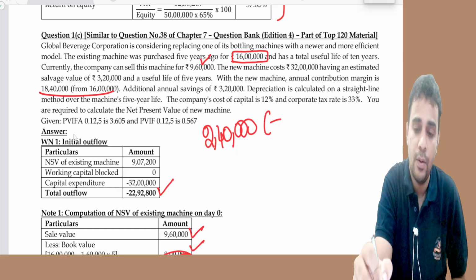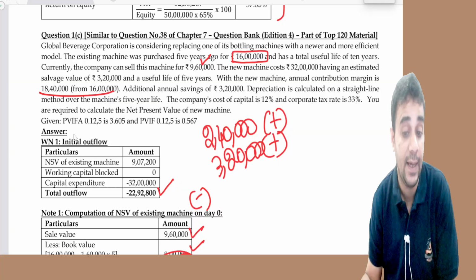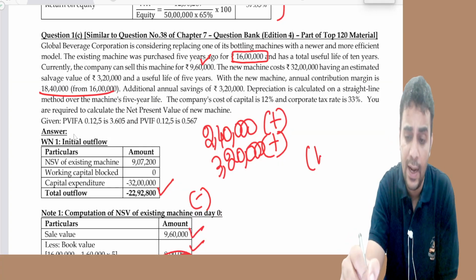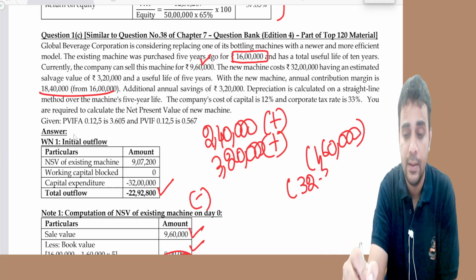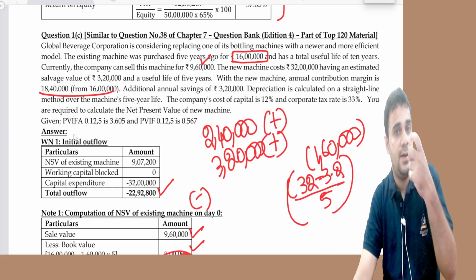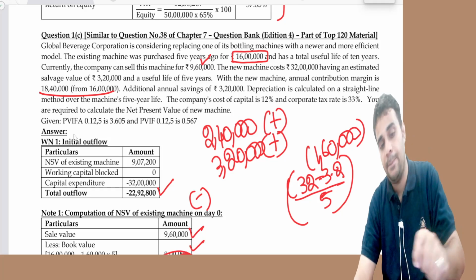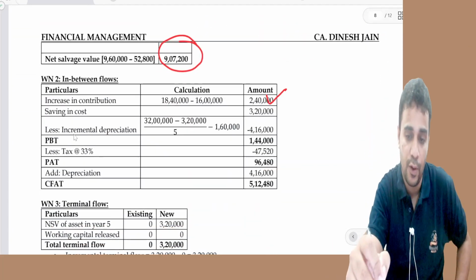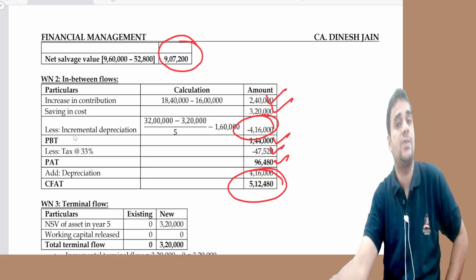Savings is also inflow. From this I subtract, there's no other expense given. Depreciation, extra depreciation, incremental. Old machine is 1 lakh 60. New machine is 32 lakh minus 3.2 lakh divided by 5 years. That difference is called incremental depreciation. PBT less tax, PAT, add back depreciation, CFAT. So you can see the calculation here: 240, 320, extra depreciation, PBT, tax, PAT. This is the extra inflow every year.